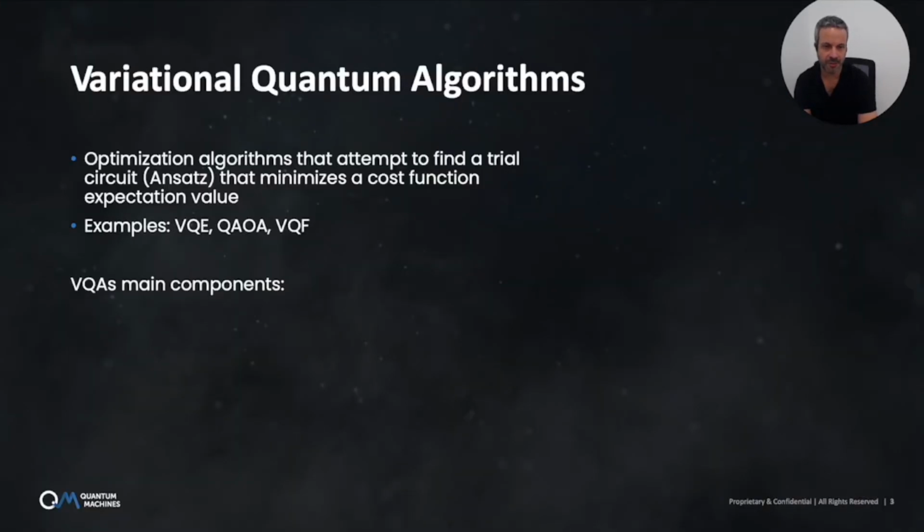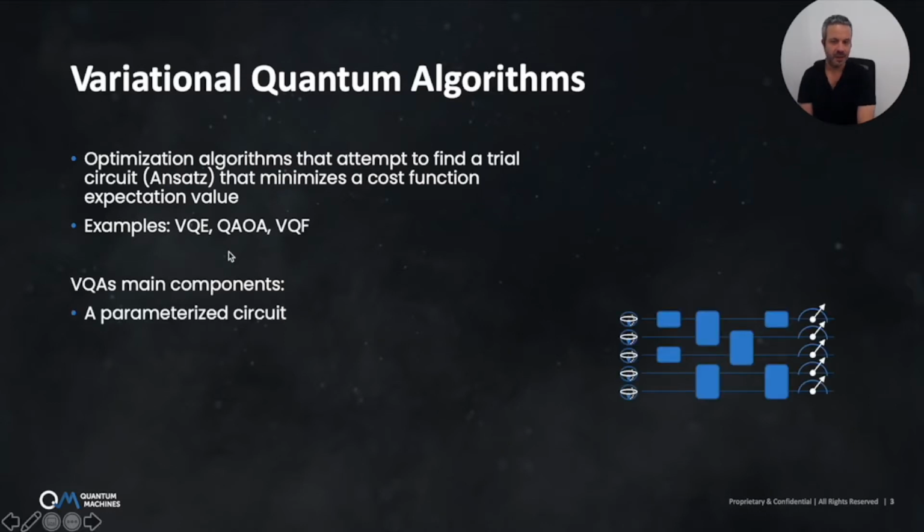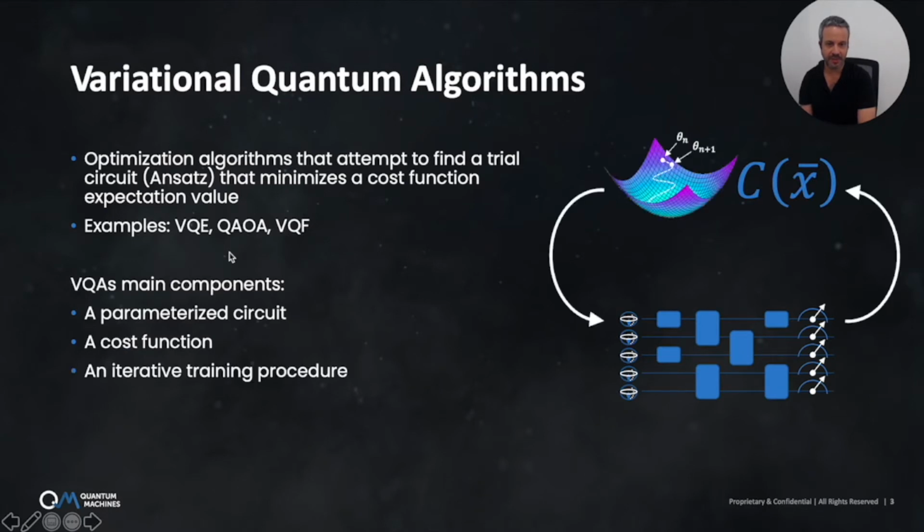Variational quantum algorithms, or VQAs, are optimization algorithms that attempt to find a trial circuit, or ansatz, that minimizes a cost function expectation value. Examples for VQAs include VQE, the variational quantum eigensolver, QAOA, quantum approximate optimization algorithm, and VQF, variational quantum factoring. The main components of VQA are a parametric circuit, a cost function that we want to minimize, and an iterative training procedure to find the optimal parameters.